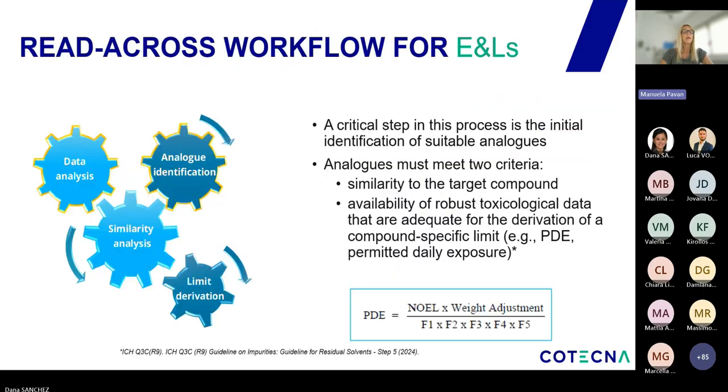Next. A critical step in this process is, of course, the initial identification of suitable analogs. The analogs need to meet two criteria. They need to be similar to the target compound, as we said, according to different lines of evidence, but they also need to have robust toxicological data that are adequate for the derivation of a compound-specific limit.